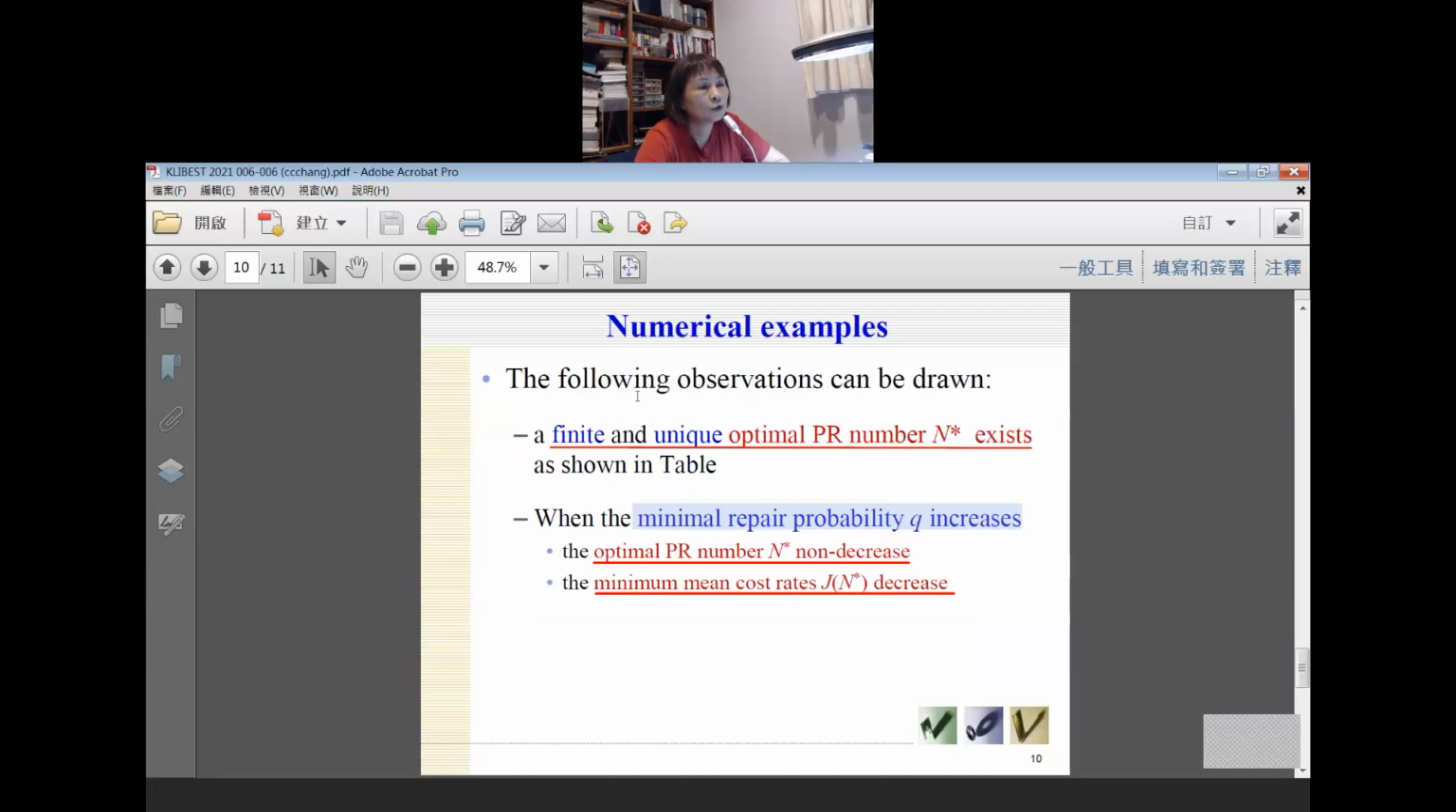So we can draw the following observation. A finite and unique optimal PR number N star exists. And when the minimal repair probability q increases, the optimal PR number N star is non-decreasing, and the minimum mean cost rate J(N star) is decreased.